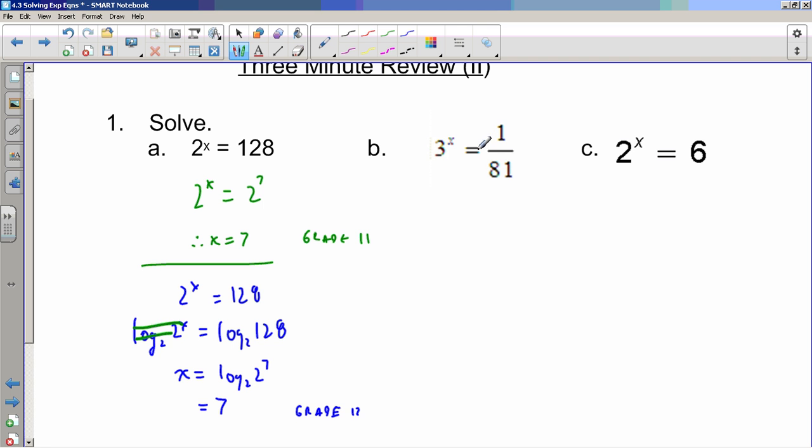Similarly here, I'm going to actually just do the grade 12 version, okay? Log base 3 of 3 to the exponent x equals log base 3 of 1 over 81. Now I know on the left-hand side, function composed with its inverse, I'm just left with x. On the right-hand side, I've got 1 over 81. That's 3 to the exponent something, right? Well, negative exponents mean fractions, 1 over, and 81, I think, is 3 to the exponent 4. 3 times 3 is 9, times 3 is 27, times 3 is 81. Yep, x is equal to minus 4.